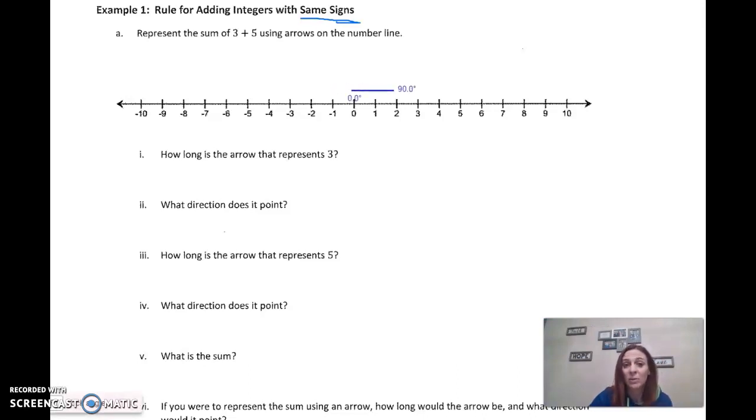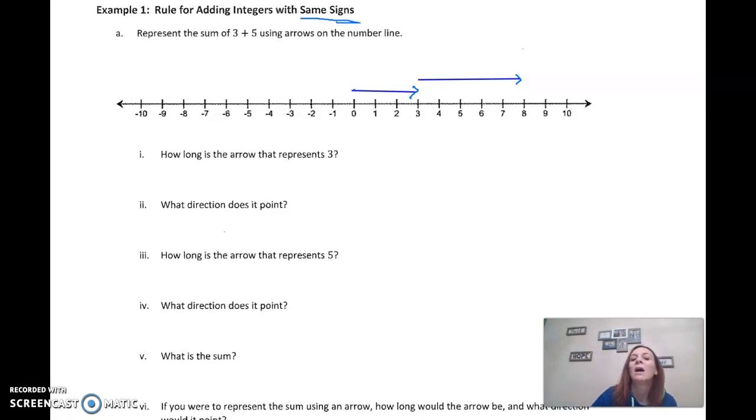So we start at 0, we go to 3, and then from 3, then we add 5. 1, 2, 3, 4, 5. And we end up at 8. Again, it's totally okay if you had gone 1, 2, 3, then drew a vector over it. And then from here, if you went 1, 2, 3, 4, 5, and then drew a vector over it. So this represents adding 3 plus 5.